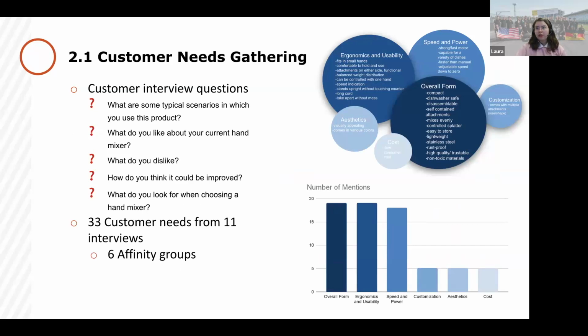Our customer interview questions included asking about the customer's typical use scenario, what they liked and disliked about their current product, where they see room for improvement, and what the product is used for. From 11 interviews, we were able to gather 33 customer needs that could be divided into 6 affinity groups, such as aesthetic, ergonomics, and usability.